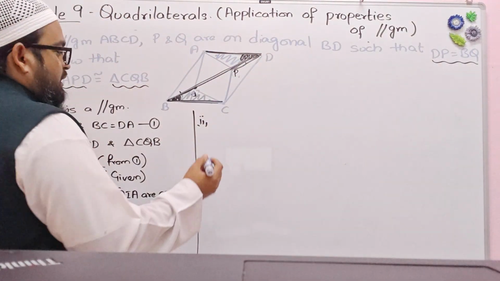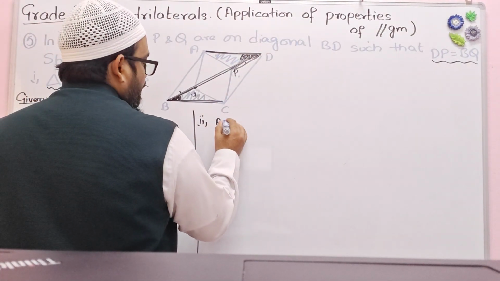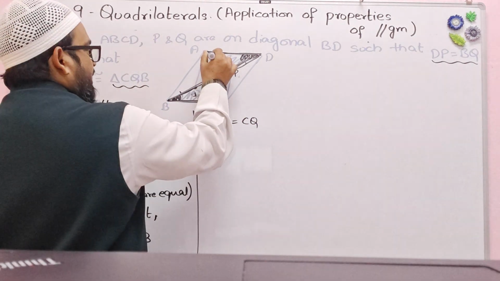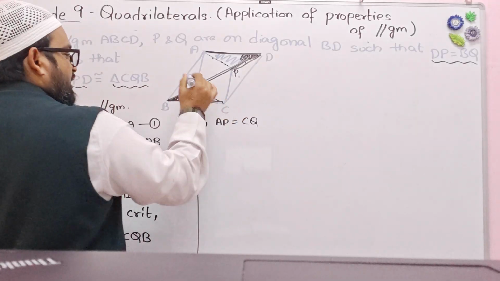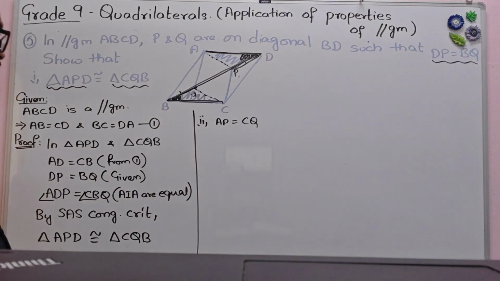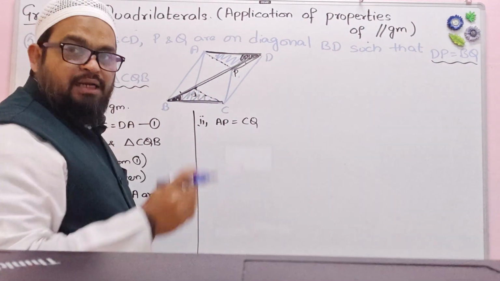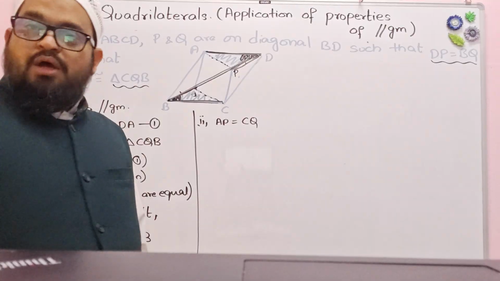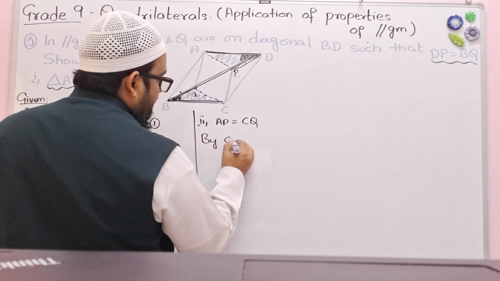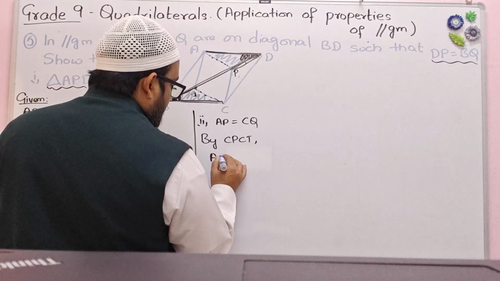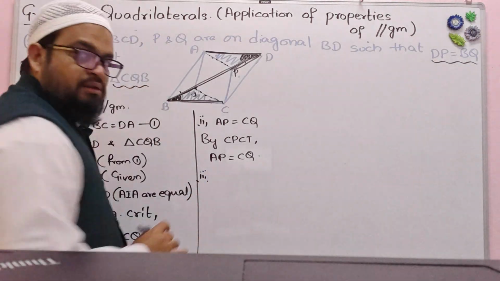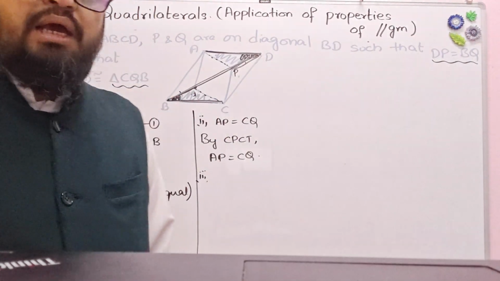And now, what is the second thing to prove? He is asking to prove AP is equal to CQ. So, where is AP? AP is this, and CQ is this line. And you can see that we have already proved that these two triangles are congruent. So, what are AP and CQ? These are the corresponding parts of these two congruent triangles, right? So, by CPCT, we can prove that AP is equal to CQ. Okay, now let us see what is the third one. The third one is triangle AQB.